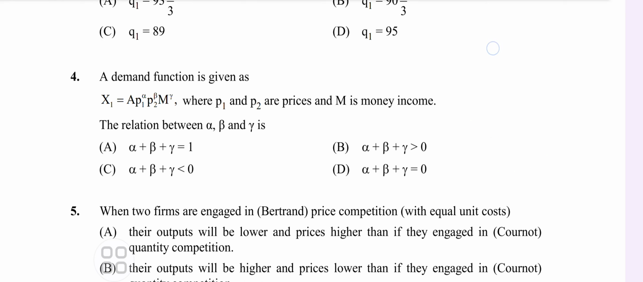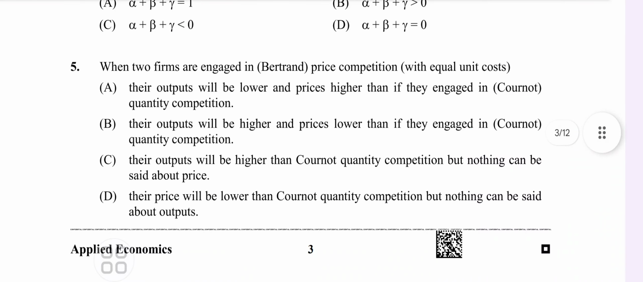Okay, now fifth question: when two firms are engaged in Bertrand price competition with equal unit cost. So four options are given. Their output will be lower and prices higher than if they engaged in Cournot quantity competition. Their outputs will be higher and prices lower than if they engaged in quantity competition. Their outputs will be higher than Cournot quantity competition, but nothing can be said about price. Their price will be lower than Cournot quantity competition, but nothing can be said about output. The answer will be this one.